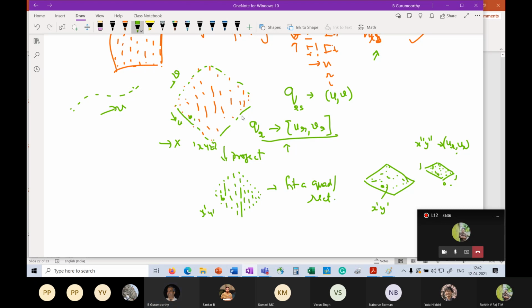Now, taking a bunch of points on a plane and fitting a quad or a rectangle, this can be done automatically. Taking a quad or a rectangle which is odd shaped and converting it into a unit square can also be done automatically. But this problem of finding the plane in which to project these points, can that be done automatically?